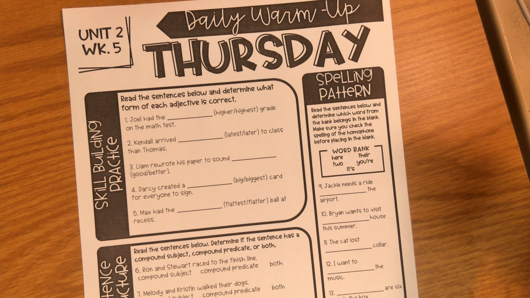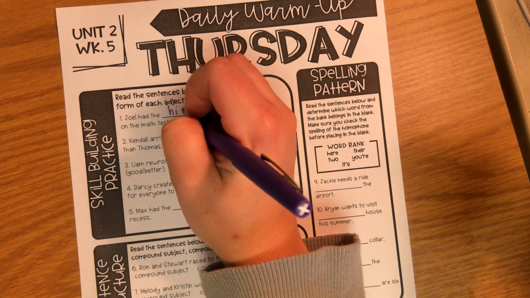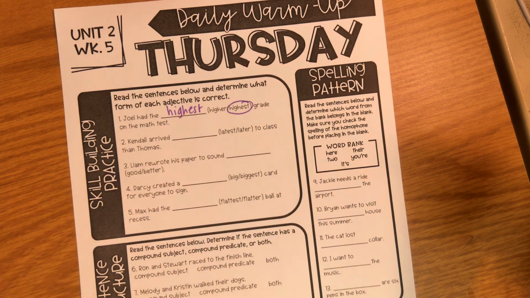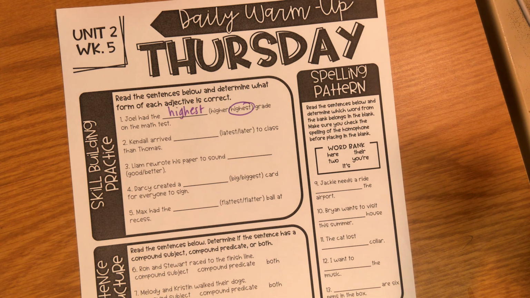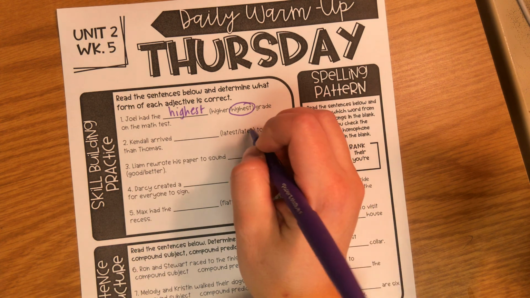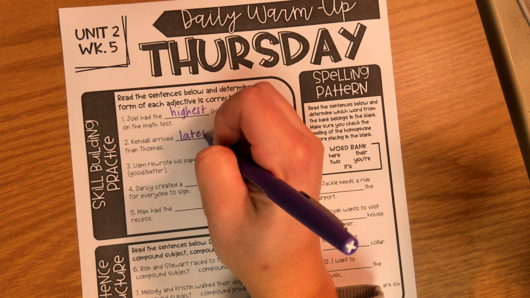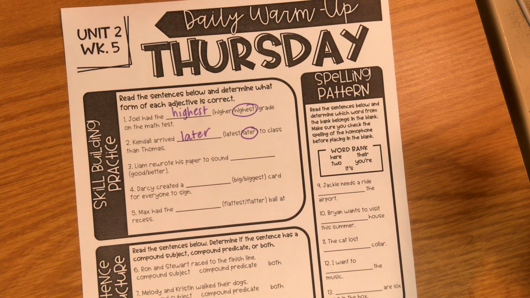Joel had the higher grade on the math test. Well, I think that he would probably be comparing himself to a whole bunch of kids in his class, so I think we need to write the word highest. He had the highest grade. Kendall arrived latest to class than Thomas, or Kendall arrived later to class than Thomas. I think we could just hear that. We're just comparing Kendall and Thomas. Perfect. So it'll be later.